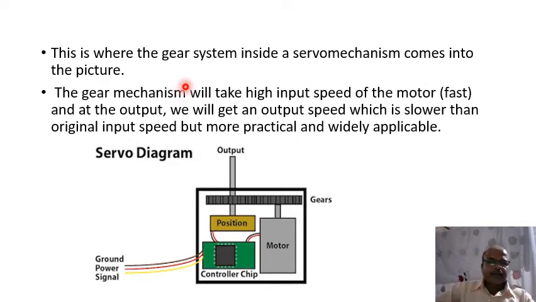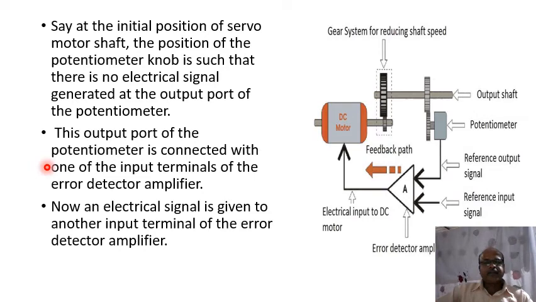This is where the gear system inside a servo mechanism comes into the picture. So this is a gear system as shown in this figure. The gear mechanism will take the high input speed of the motor, and at the output will give an output speed which is slower than the original input speed but more practical and widely applicable. There are many diagrams for the explanation of this servo motor.